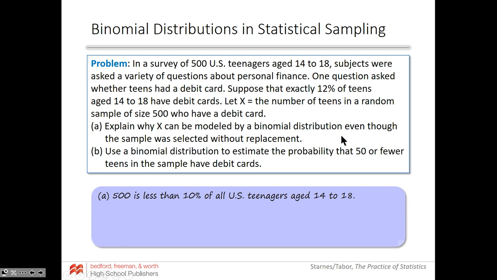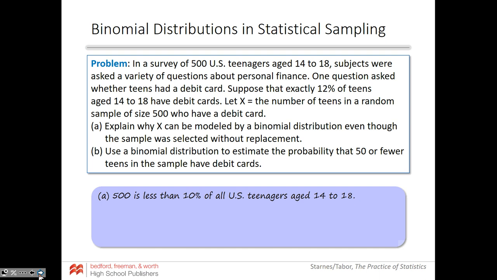Because we didn't really get independence. If I take one teen out of the population, theoretically that changes the probability that the next teen is going to have a debit card or not. But because our U.S. population of teenagers is so big, we're going to say that 500 is less than 10% of all U.S. teenagers. So therefore, we're going to kind of fudge that independence rule. This is our 10% rule. So that's why we can use the binomial distribution, even though we select our sample without replacement.